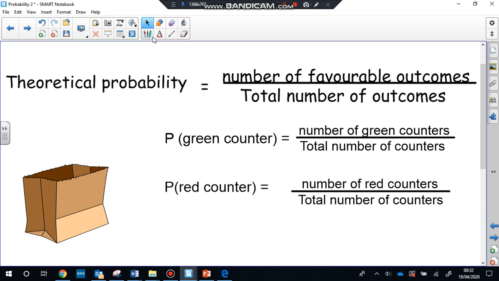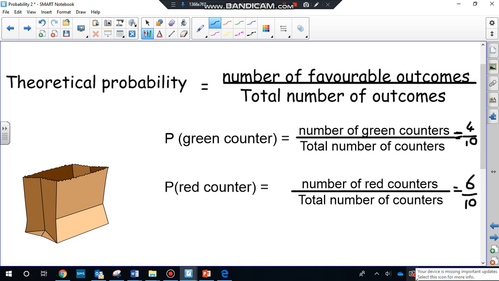So if you remember, we had 4 green out of a total of 10. So I'm going to leave that as 4/10 now. Most of you will see that we could cancel that, but I'm not going to worry too much about that now. That probability is 4/10. So the probability of a red counter is the number of red counters out of the total number. So we knew there were 6 red counters out of 10 counters altogether. So that's what a theoretical probability is.